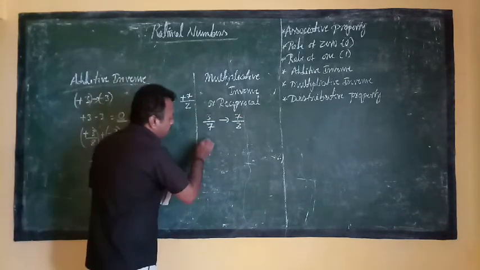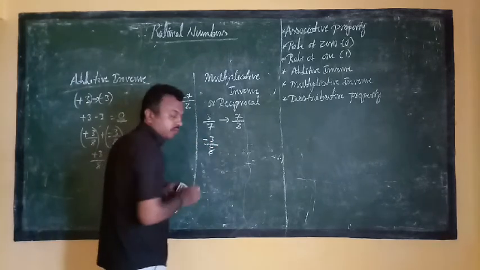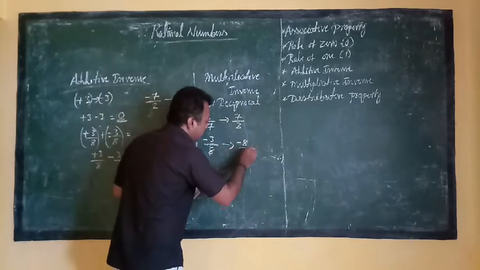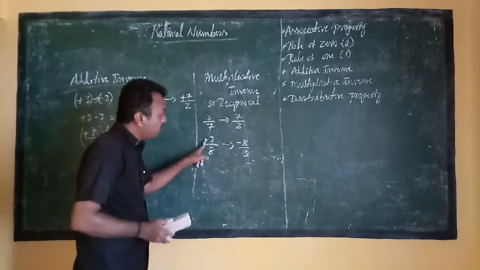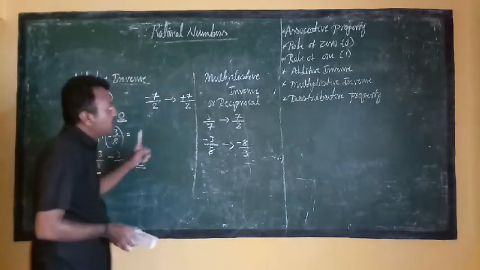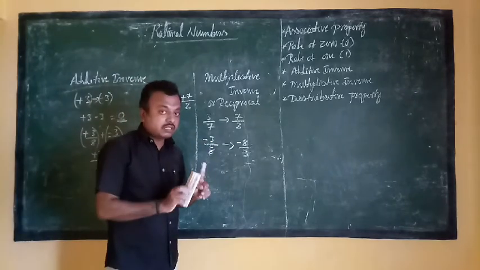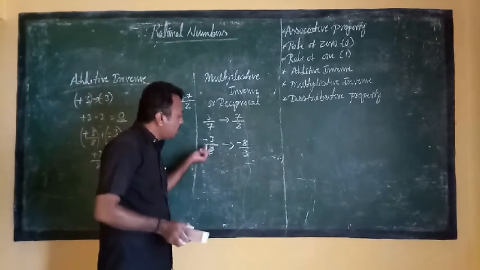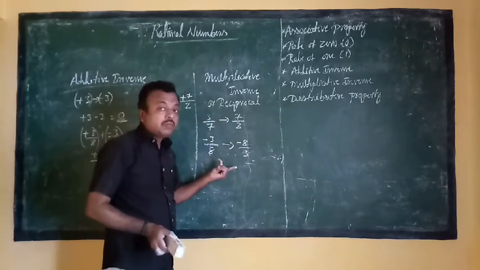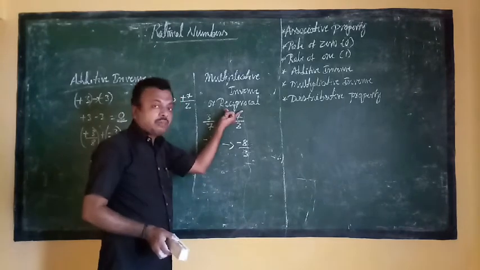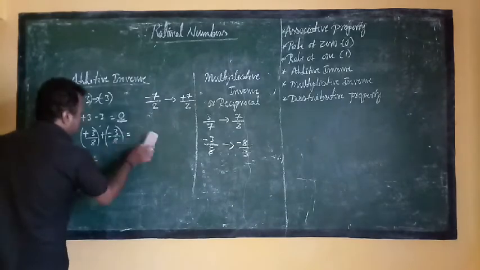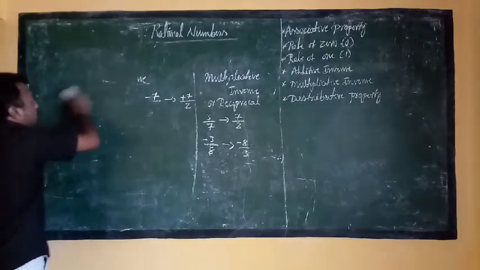See another example. Minus 3 by 8. The reciprocal of minus 3 by 8 is minus 8 by 3. Sir, minus? No, the sign does not change. So in the additive inverse only the sign changes. In the multiplicative inverse, the sign does not change, only the numerator becomes the denominator and the denominator becomes the numerator. That is called the multiplicative inverse or reciprocal. Got it students? So like that you have to learn it. So next, lastly, distributive property.